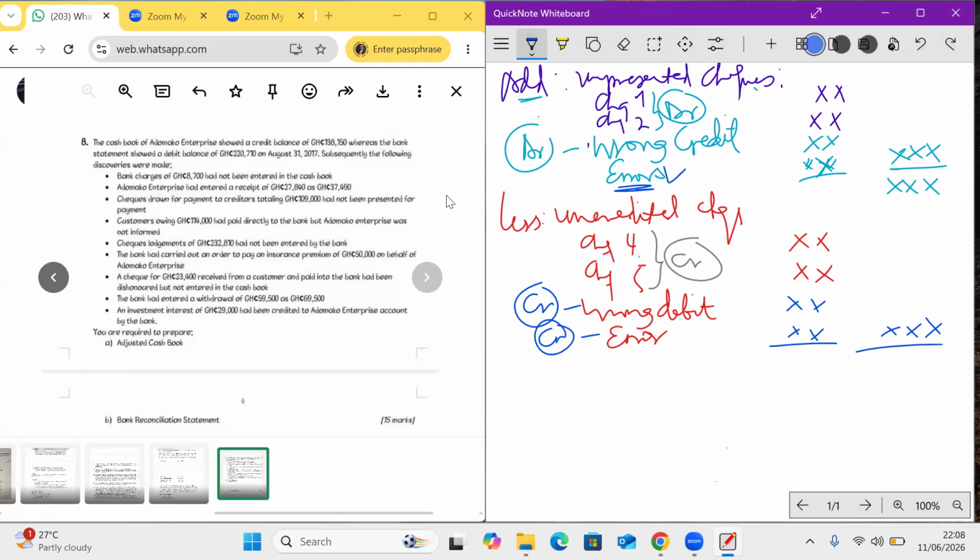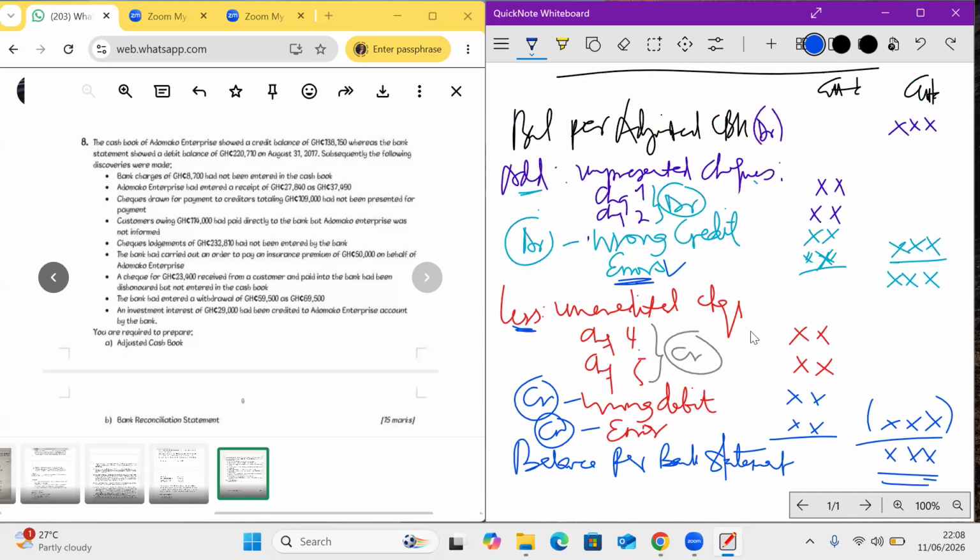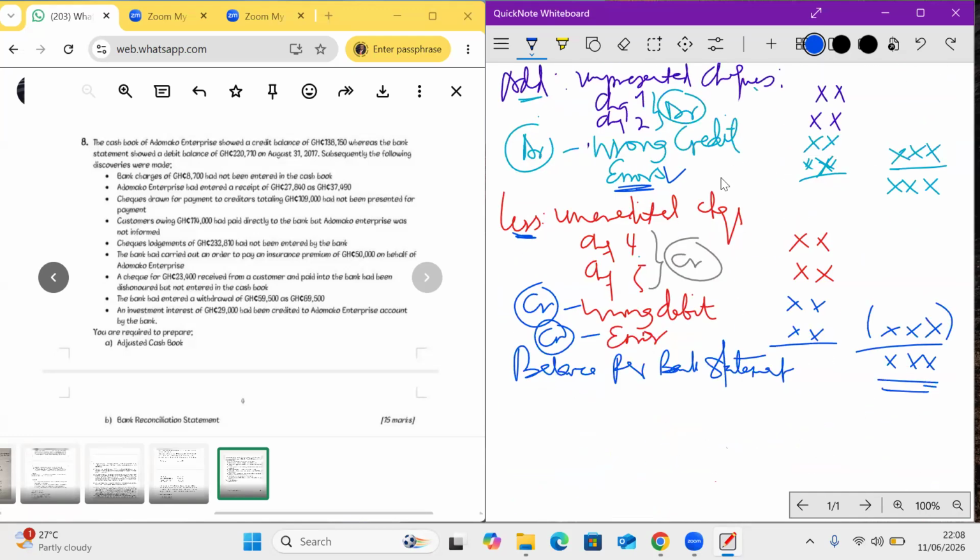So that's why we are saying less, less. So you come and subtract. The final figure here should be called balance per bank statements. Balance per bank statements. Are we good? Yeah. Balance per bank statements. So this is the first phase, how the BRS can look.